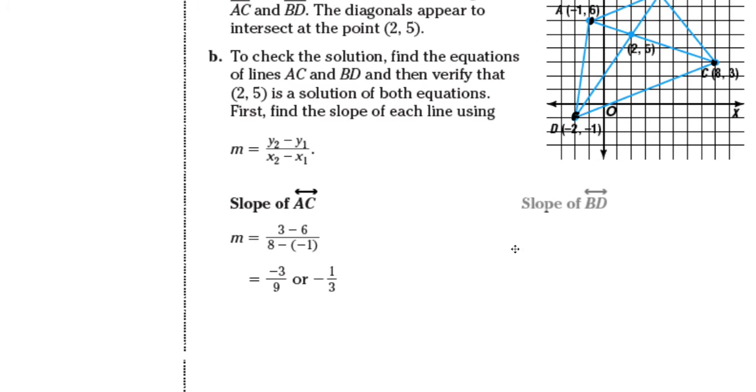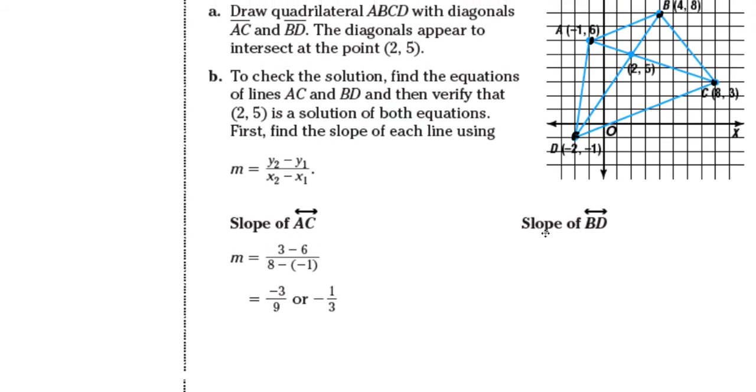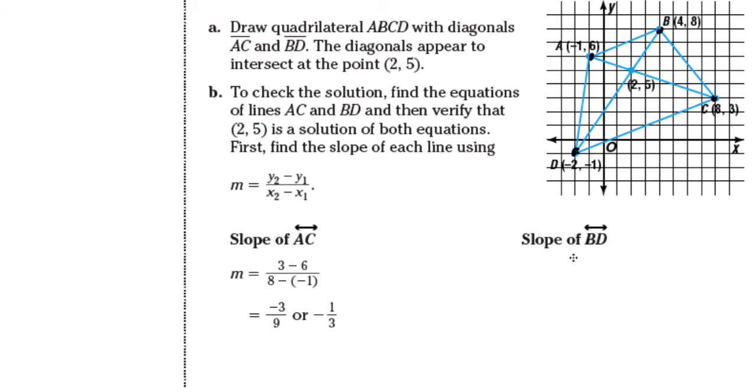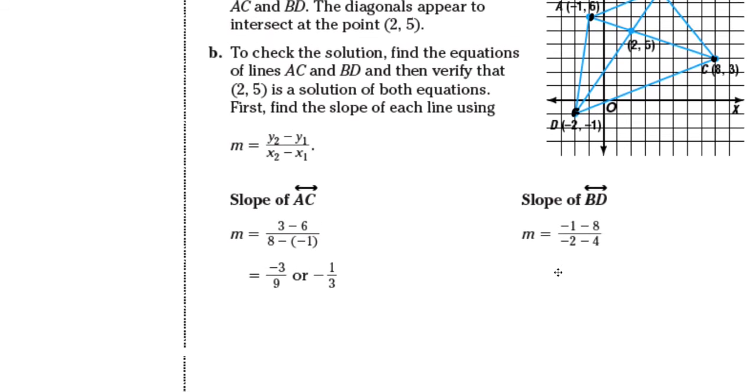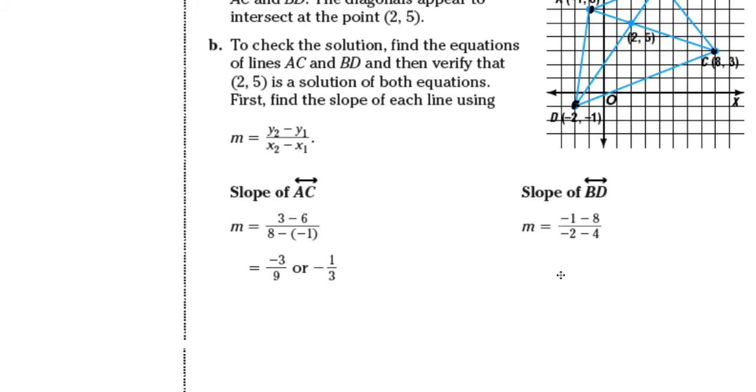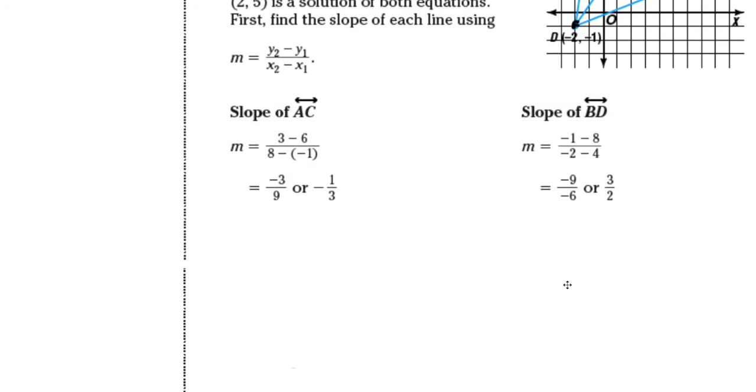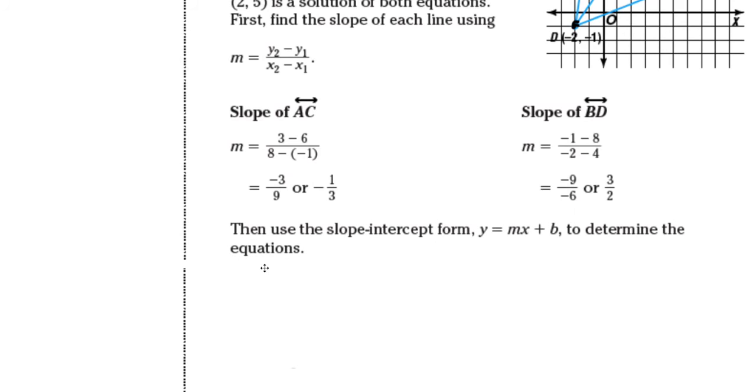And then let's find the slope of BD. We are now considering the points (4, 8) and (-2, -1). Finding the slope: negative 1 minus 8 over negative 2 minus 4. Using the slope formula, we end up with a slope of 3/2 for BD. Now we found the slopes. We use the slope-intercept form y equals mx plus b to determine the equation of each line. Now, do you only use y equals mx plus b? Of course not. You can also use point-slope form to find the equation of that line. In this case, we're using y equals mx plus b.